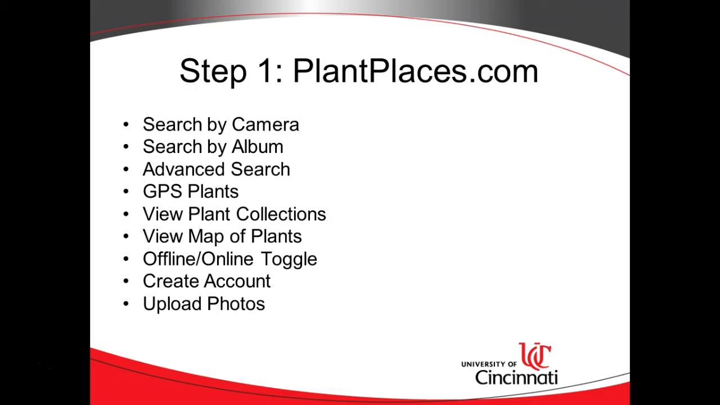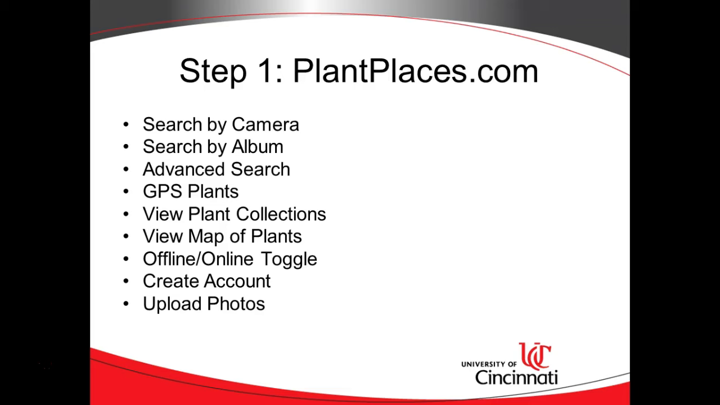Okay, so step one, here's what I did on step one. Think of every possible feature I could have on Plant Places Mobile. Okay, I could search by camera. So you could take a photo and you could search for colors in that photo. Search by photos that are already on the user's device, which I have here called Search by Album. So maybe I have a picture of my house. I want to find plants that have a similar color to maybe the siding on my house or the brickwork on my house, something like that.